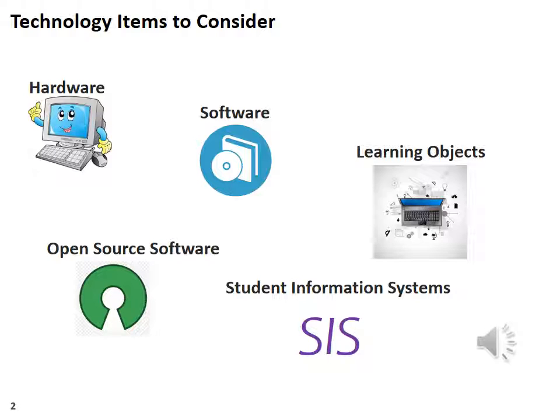Today I'm going to show you some tools and techniques to help you evaluate and make better decisions in 5 different areas of educational technology. These areas are hardware, software, learning objects, open source software, and student information systems. In each of these areas, my goal is to try to establish evaluation criteria from various staff perspectives, including the teacher, information technology specialist, administrator, parent, and student.